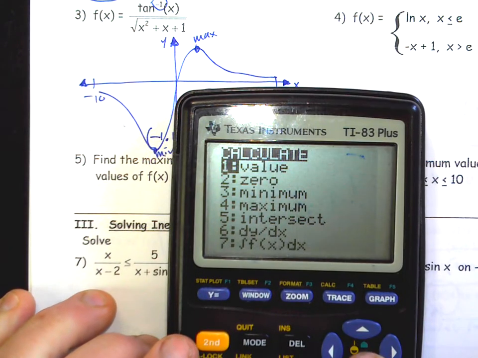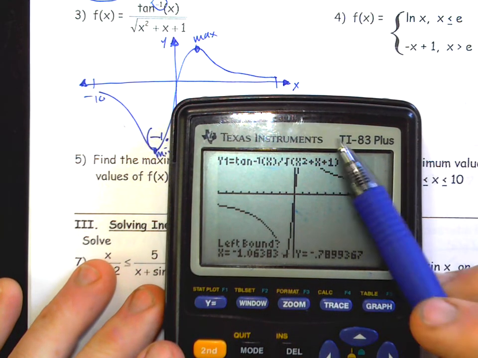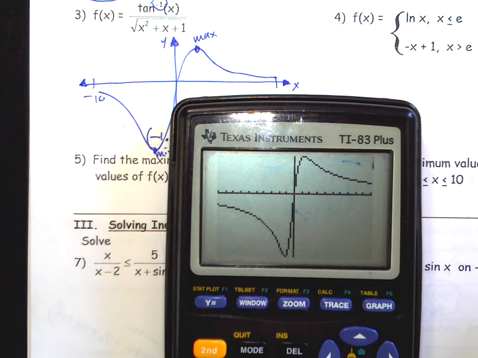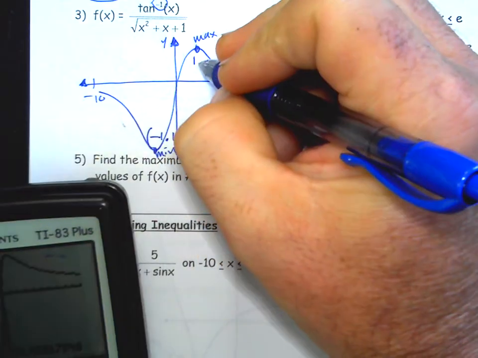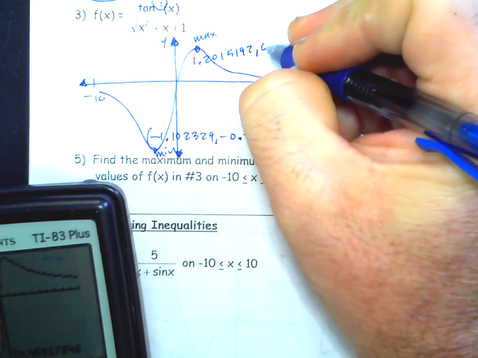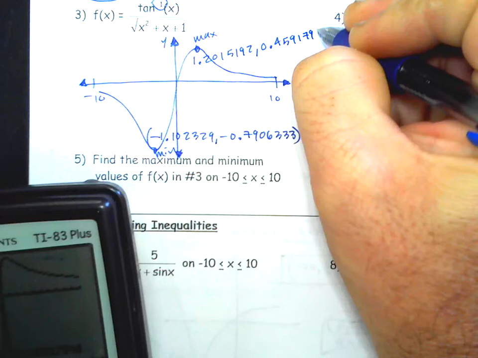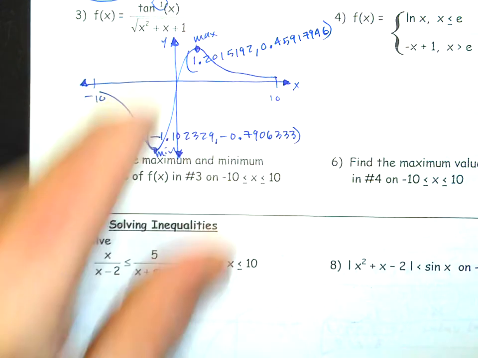Second calculate number 4, maximum. Looks like it's around 2. So maybe 0 to 4, guess at 2. So I just pick a left bound and a right bound, something definitely to the left and right of it, but close. 1.2015192, comma, 0.4591796. So I want you guys to sketch these pictures, label stuff, write max, write min.